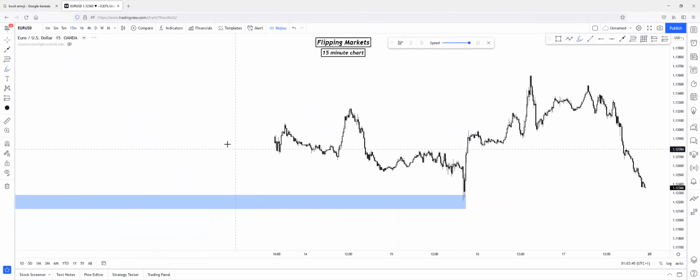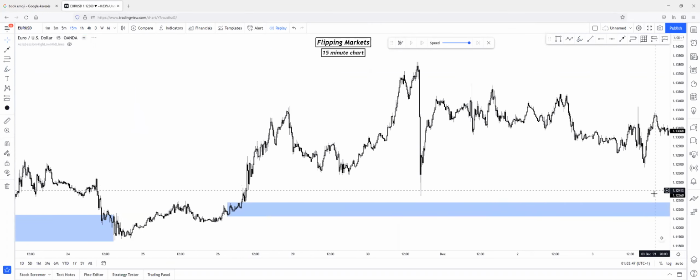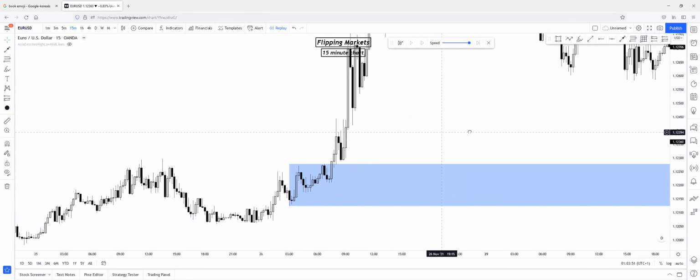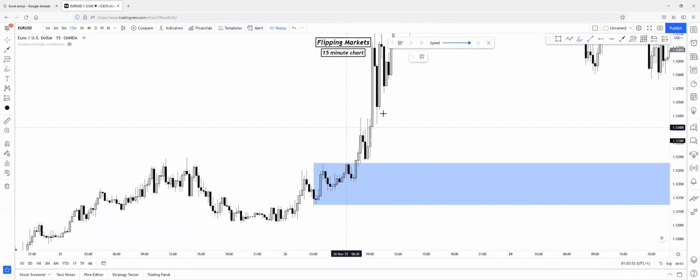Okay, let's see the refinement of this zone on the 15-minute chart. Let's find that zone. As you can see, this is that 4-hour zone. And inside of this 4-hour zone, you will have two different demand zones. The first one is up here. As you can see, this created an inefficient push to the upside, breakout structure and a liquidity sweep. So we have this first 15-minute POI inside of the 4-hour.